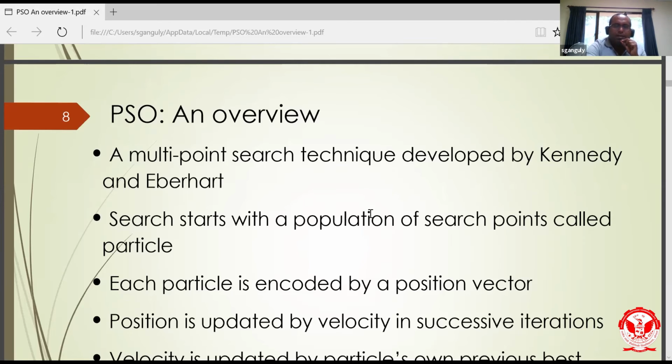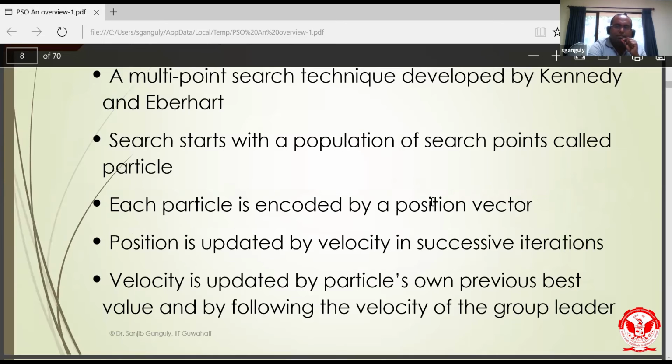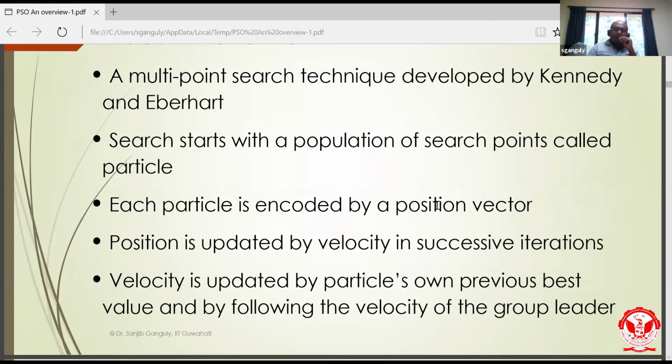Each particle is encoded by a position vector. In that position vector it encodes the solution. Sometimes it directly encodes the solution, sometimes it indirectly encodes the solution. Each particle position is updated by velocity information in successive iterations. So from one iteration to another, the particle position is changed by adding the velocity information. And velocity is again updated by the previous best position value and by following the velocity of the group leader.